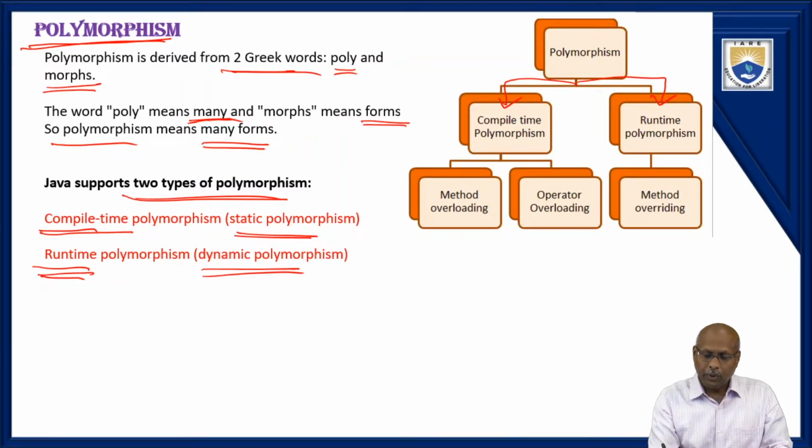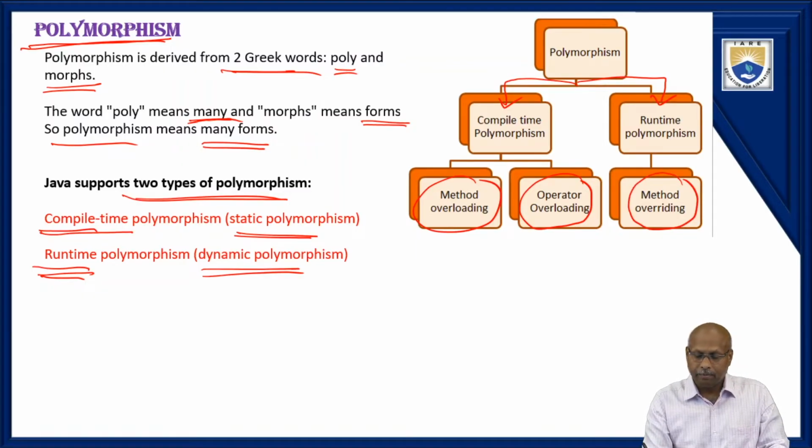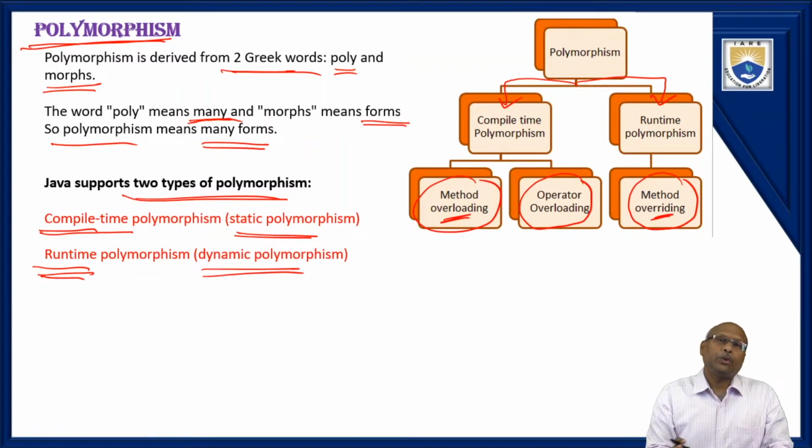Compile time polymorphism you can implement with method overloading, or through operator overloading also. Similarly, runtime polymorphism you can implement through method overriding. This is overloading, this is overriding. So these are the different kinds of polymorphism concepts in Java. Of course, in the coming days, we will be implementing different programs also, showing how you can implement different kinds of polymorphism.